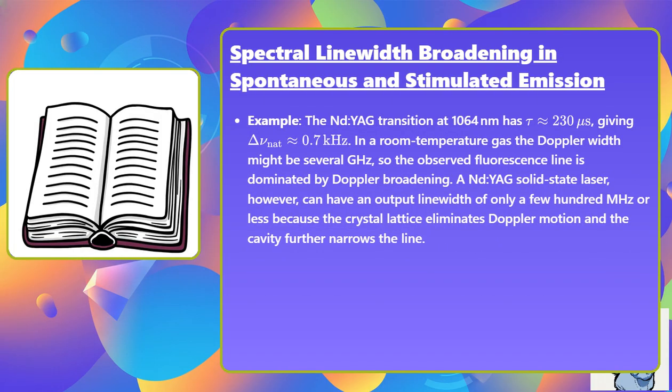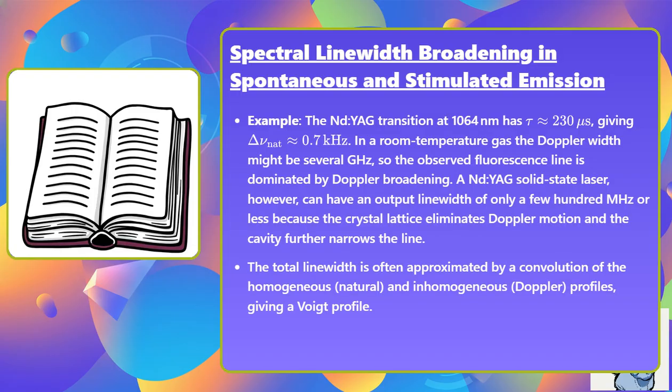Example: the neodymium YAG transition at 1064 nanometers has tau approximately 230 microseconds, giving delta nu natural approximately 0.7 kilohertz. In a room temperature gas, the Doppler width might be several gigahertz, so the observed fluorescence line is dominated by Doppler broadening. A neodymium YAG solid-state laser, however, can have an output line width of only a few hundred megahertz or less, because the crystal lattice eliminates Doppler motion and the cavity further narrows the line.